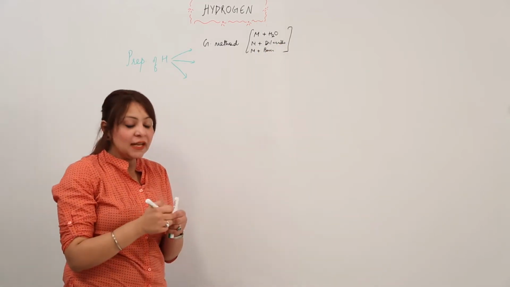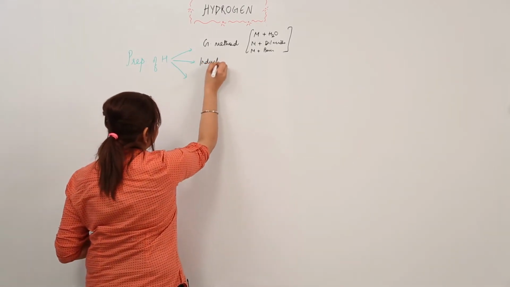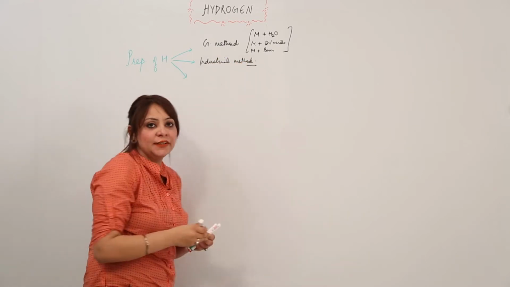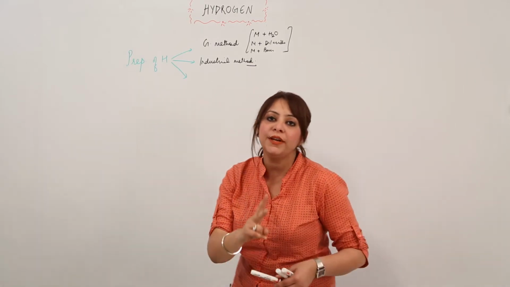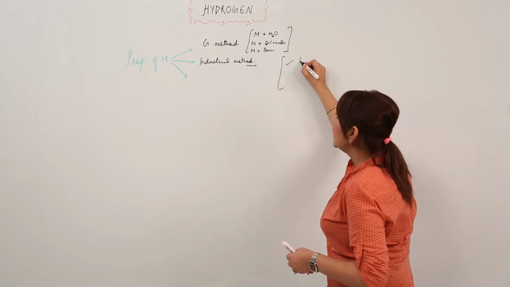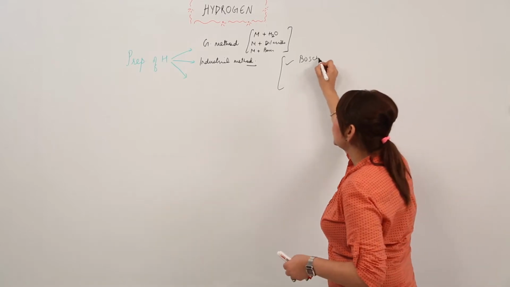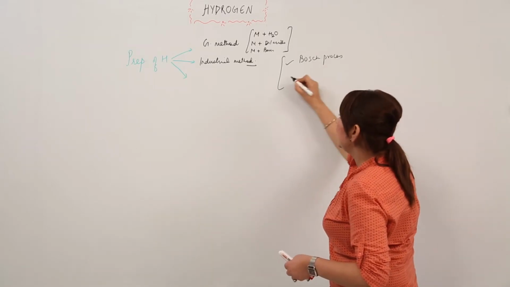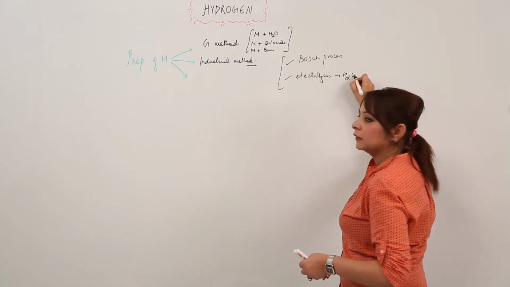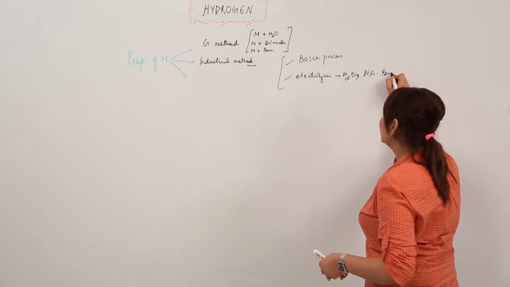Now we are starting with the second method of preparation, that is the industrial preparation. That means how the hydrogen is prepared in the industries, right? So we have two methods by which hydrogen is prepared in the industries. One is the most popular process, that is the Bosch process, and the other one is the electrolysis of some substances like water, natural gas, brine solution, and so on.